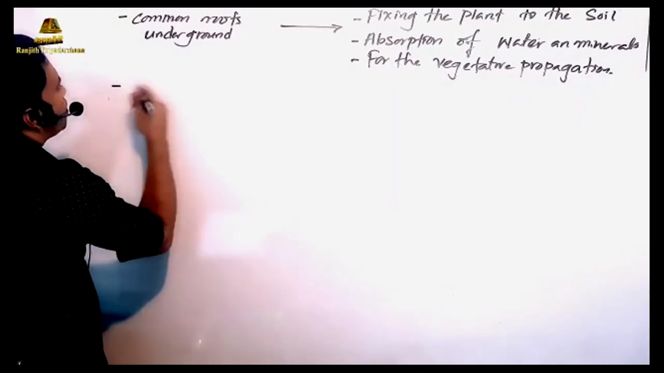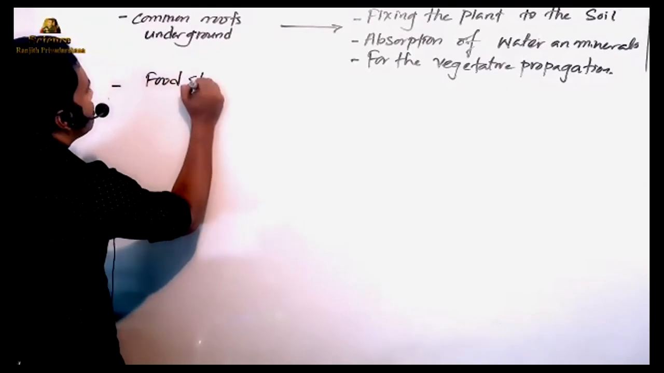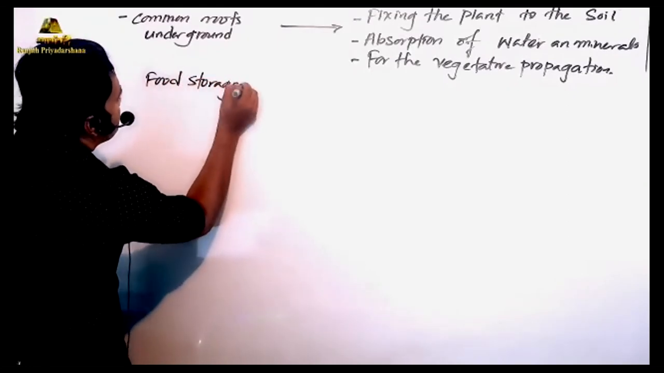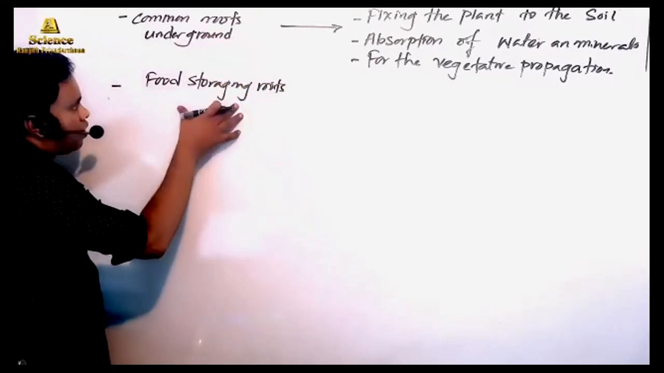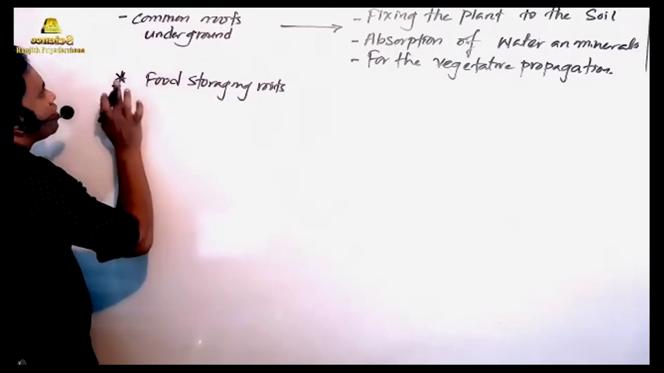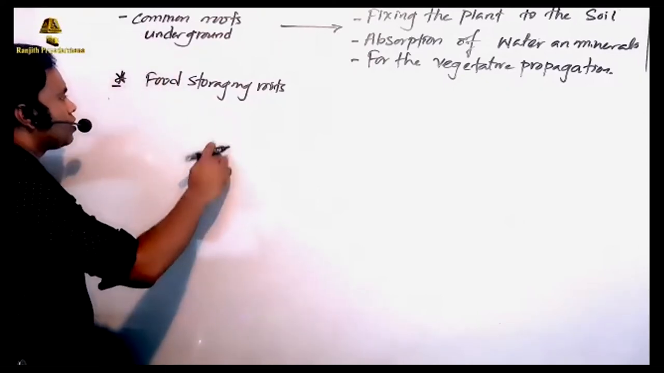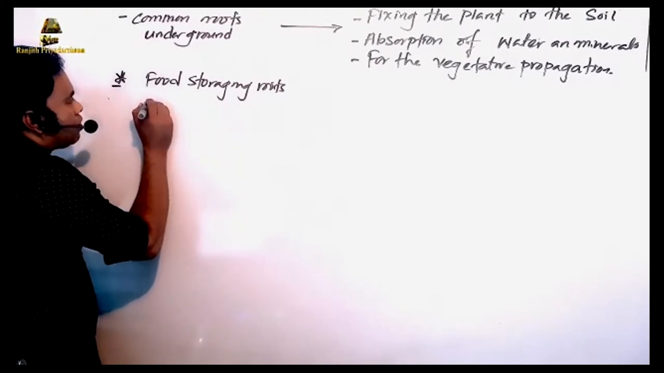We learned the special two types of roots. Food storage in roots. So that's also underground, but that's special underground. So that's food storage in roots. The other type is roots with root nodules.